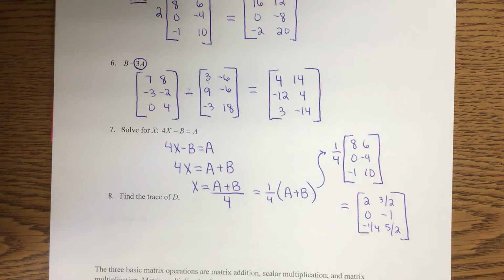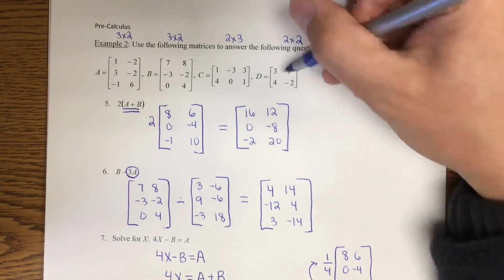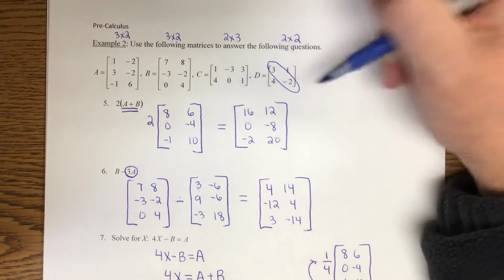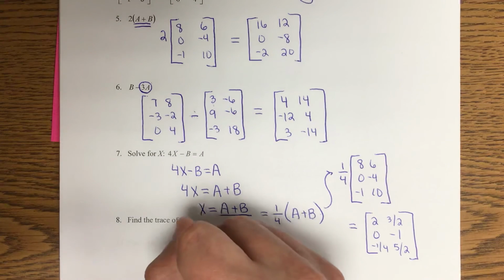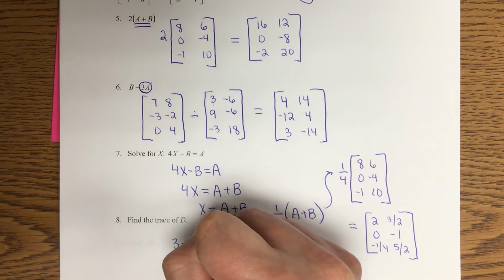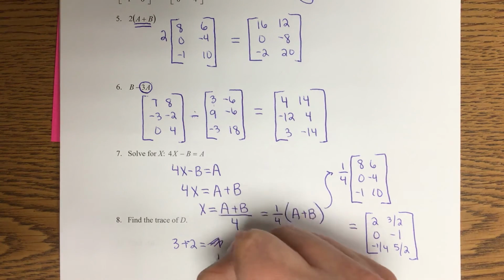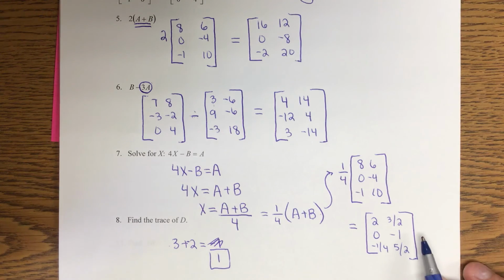Now, the last part of this video just involves finding the trace of matrix D. And so the trace of matrix D is, first off, it's a square matrix. And so the trace is just the sum of these numbers right here, because that's the main diagonal. So all they want you to do is take 3 plus negative 2, and that answer is 1, not negative 1. 3 plus negative 2 is 1.